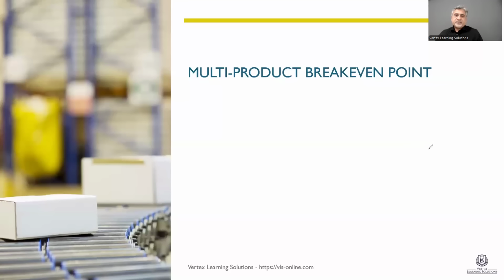Multi-product break-even point. We have already done single product break-even point. So what we have learned: break-even point (BEP), break-even revenue (BER). Then we also did some charts: break-even point chart, contribution margin chart, profit volume chart, etc. And we have come to the point, multi-product break-even point.